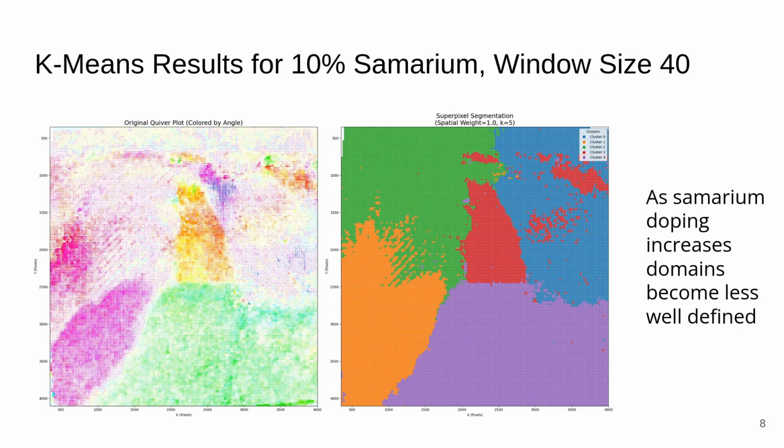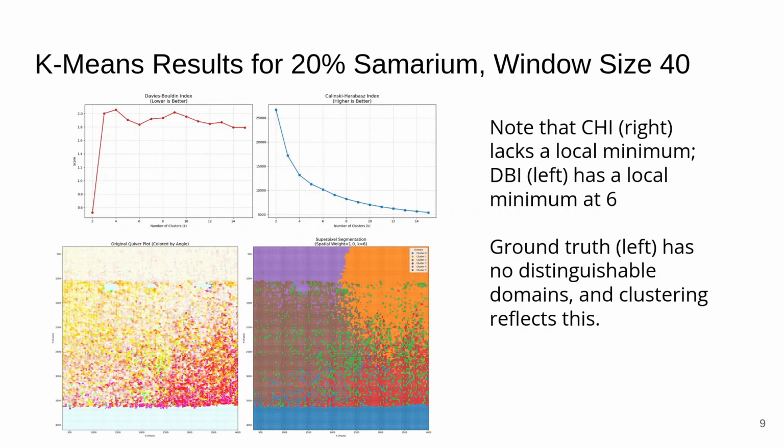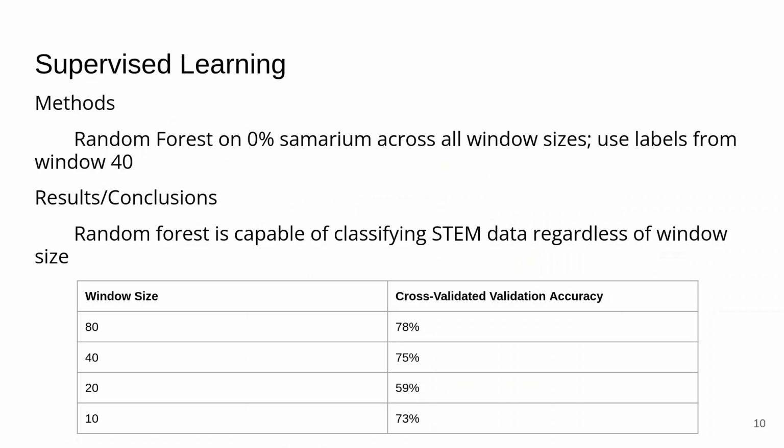We observe that with increased samarium doping, the domains become less well defined, as shown in the superpixel segmentation or k-means cluster assignment plot. And finally, once we get to 20% samarium, the indices no longer tell us a good number of clusters. We also see that there are very few distinguishable domains in the superpixel segmentation plot. The clustering indices reflect this.